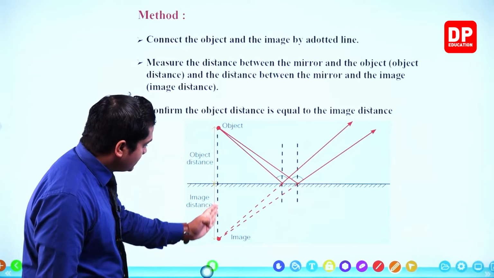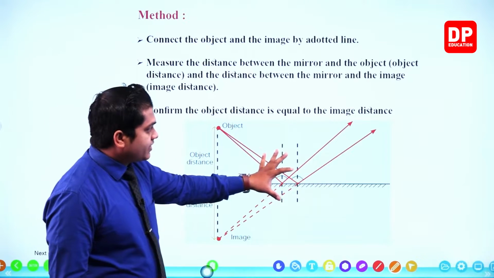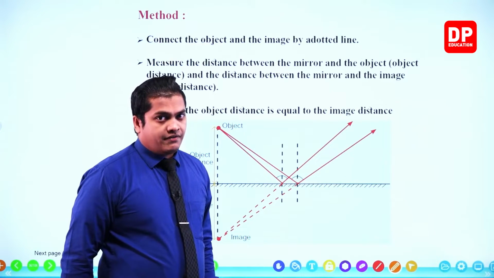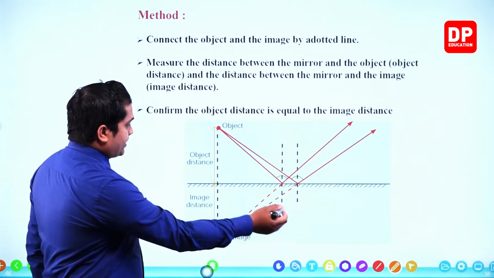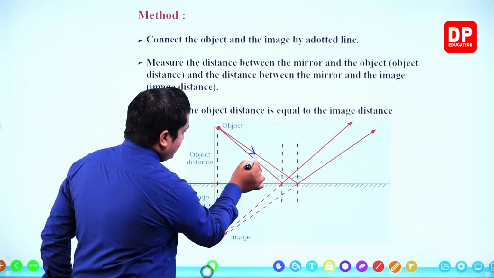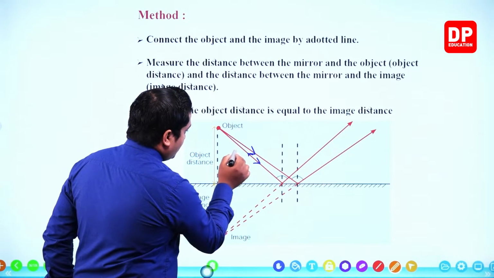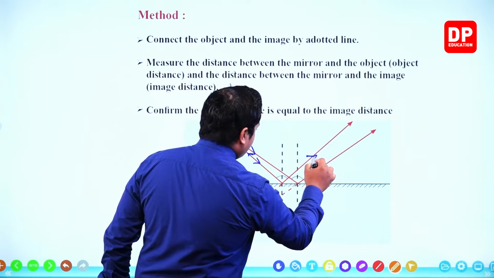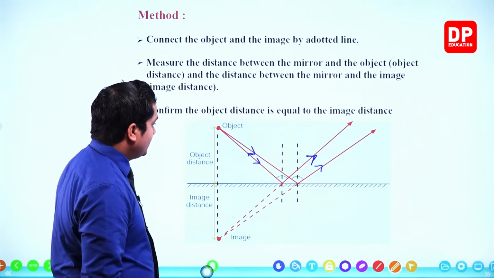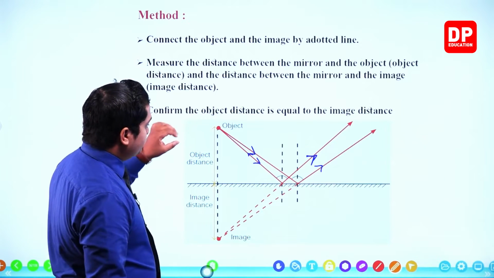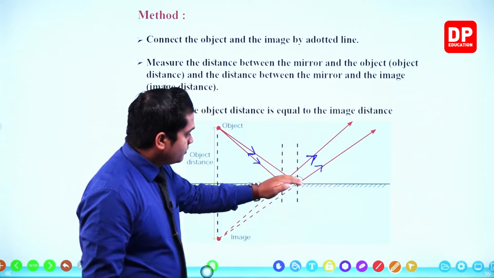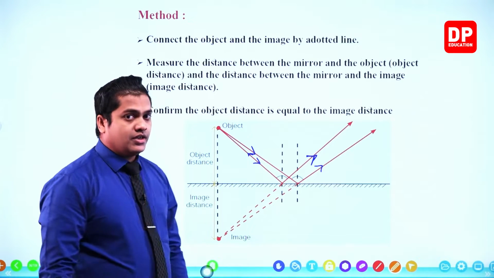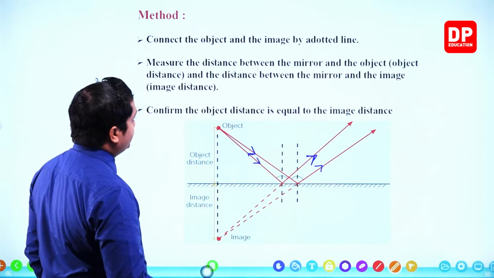That means like this. See, now this is the diagram which has been drawn according to the laws of reflection, my dear children. These are the two light rays which are coming, and these are the two reflected rays that are going. So what you have to do now, you have to join the image and the object by using a dotted line.